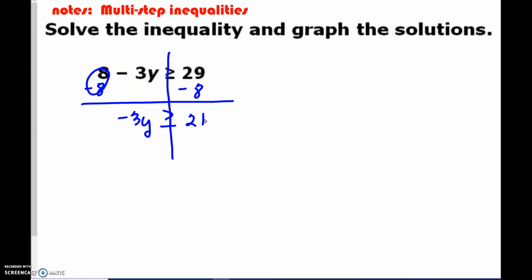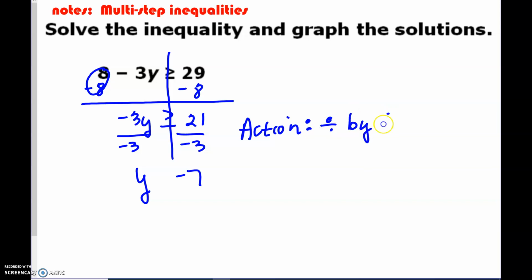All right, now this says negative 3 times y, so the opposite of times is divide. So we're going to divide by negative 3 on both sides. And so we have y, and 21 divided by negative 3 is a negative 7. So what is our action right here? Our action is divide by negative. And when you divide by a negative, you need to remember to flip this sign.